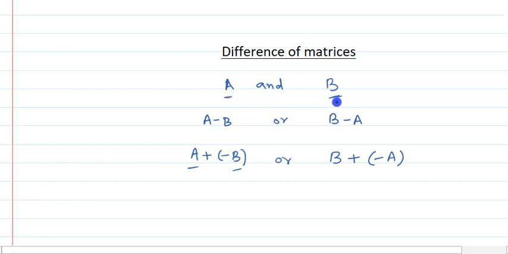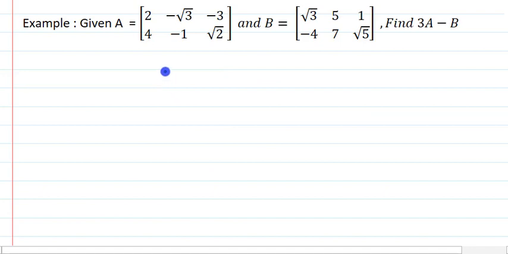So here we go with one example. There is a matrix A of order 2 by 3 and another matrix B of the same order, that is 2 by 3, and we need to calculate 3A minus B. Now let me explain how we can calculate this 3A minus B. This 3A can be found by the scalar multiplication of A with scalar 3.